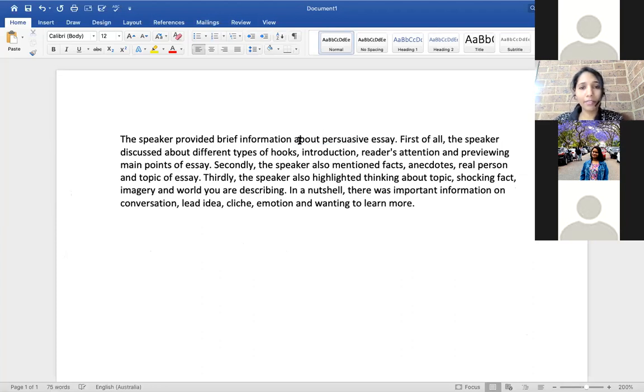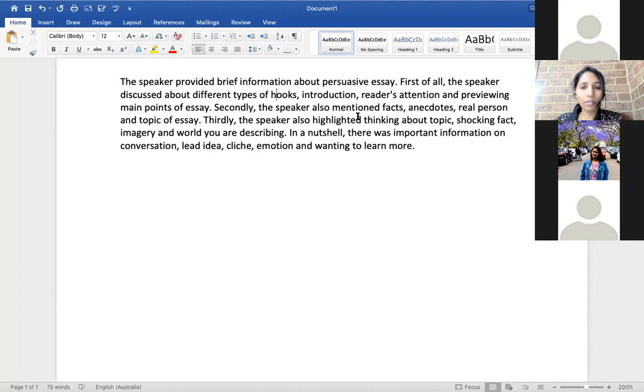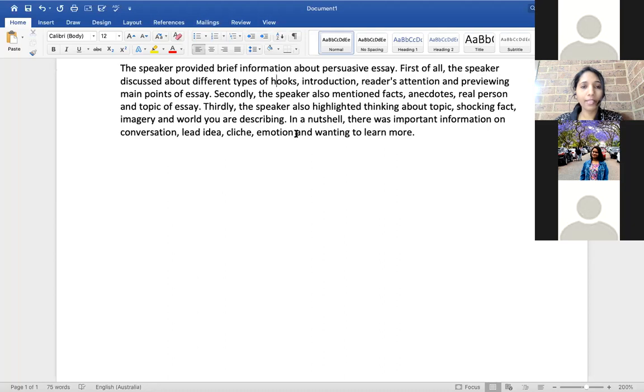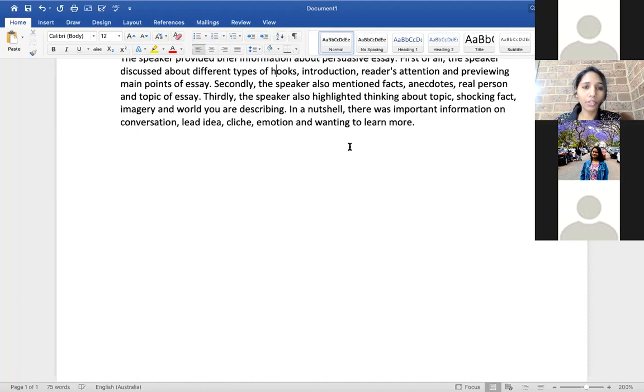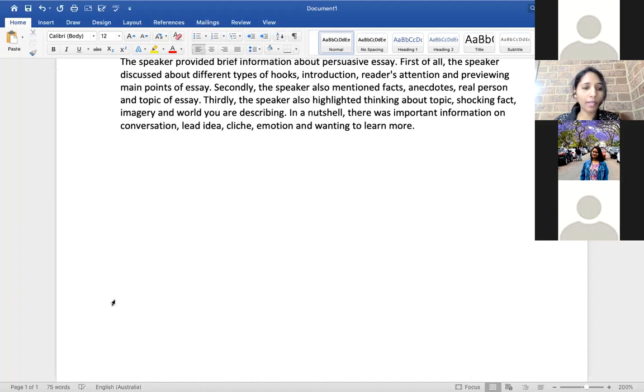The speaker provided brief information about persuasive essay. First of all, the speaker discussed different types of, is this books or hooks? It is hooks. Okay. Comma, introduction, comma, reader's attention, and previewing main points of the essay. Secondly, the speaker also mentioned facts, comma, anecdotes, real person, and topic of essay. Thirdly, the speaker also highlighted thinking about the topic, shocking fact, imagery, and world you're describing. In a nutshell, there was important information on conversation, comma, lead idea, cliche, emotion, and wanting to learn more.